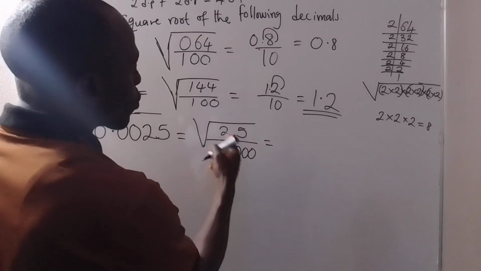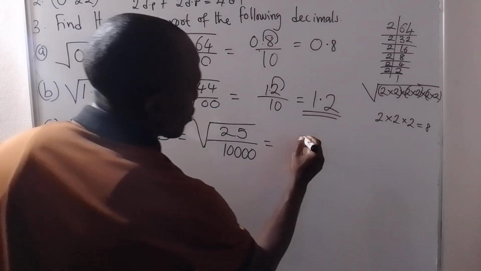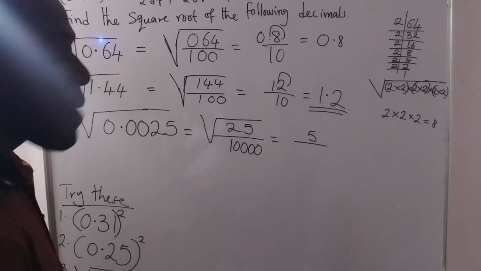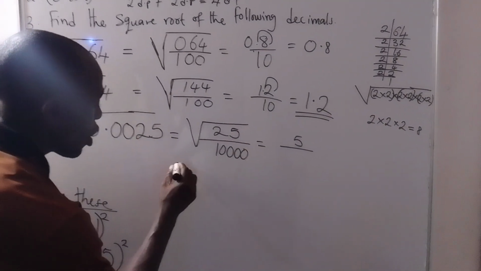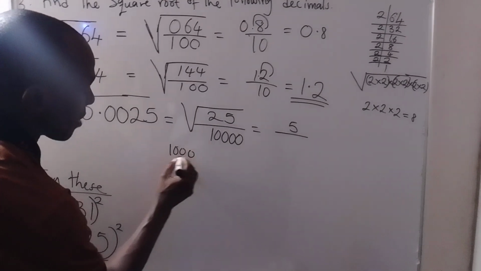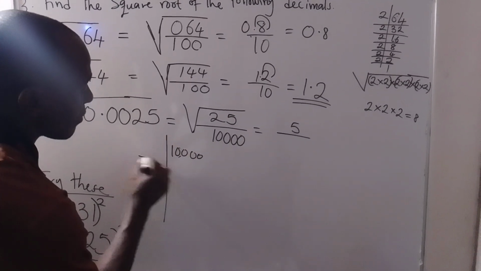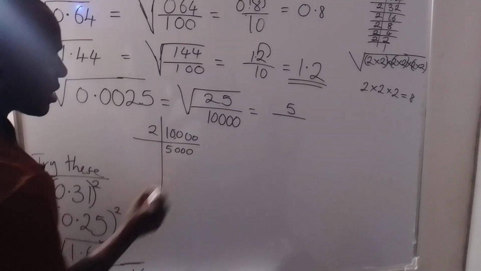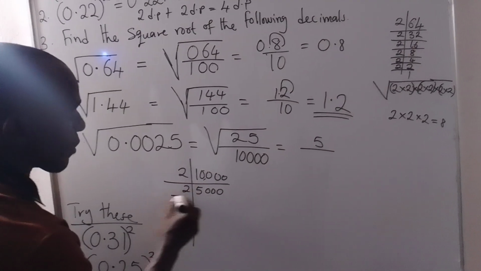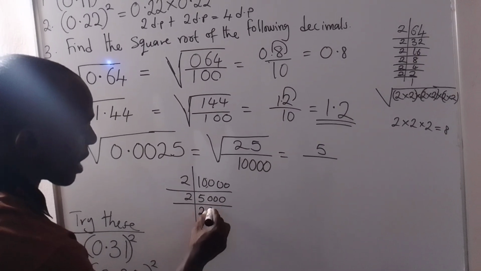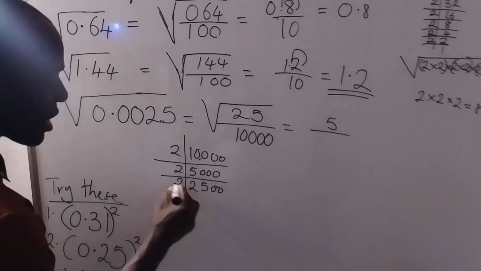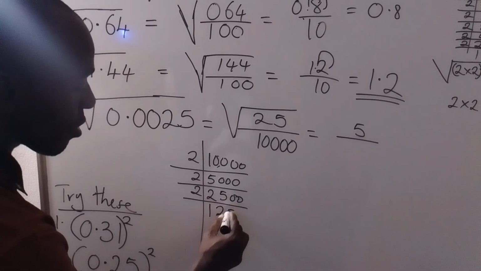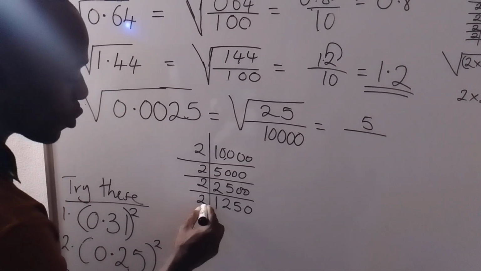Now, what's the square root of 25? The square root of 25 is 5. Then, the square root of 10,000. Maybe I should do this one for easy clarification. Let's divide 10,000. 2 into 10,000 will give us 5,000. 2 into 5,000 will give us 2,500. 2 again into 2,500, we have 1,250. 2 again can still go.